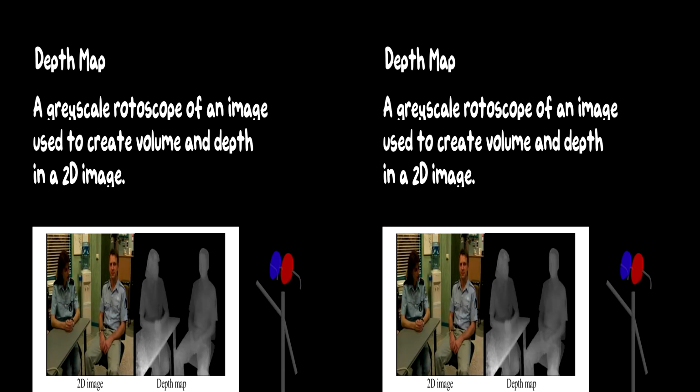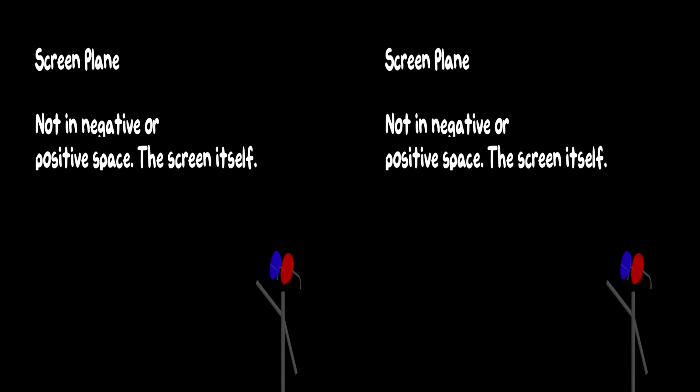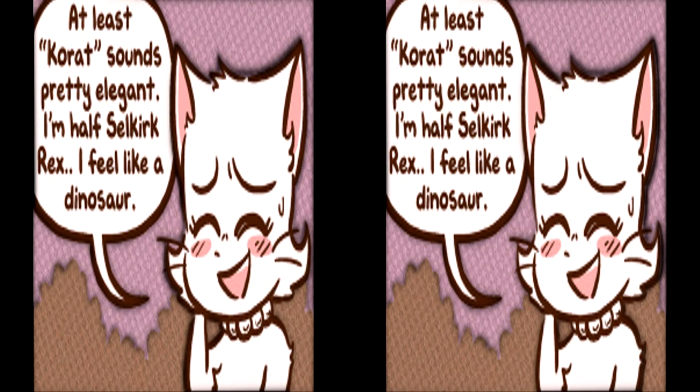Depth map refers to a grayscale paint of a 2D image that allows for volume to be added. The screen plane is the area on the Z-axis that is the screen itself. The screen you are watching this on is the screen plane. Think of it as 0 on the Z-axis. During this, I would encourage you to close one eye to compare the original 2D image to what it looks like in 3D. The first image here doesn't really have much to do with the storytelling.